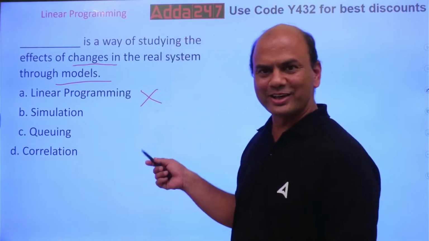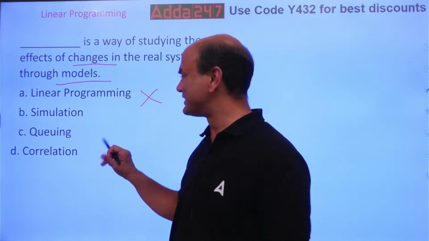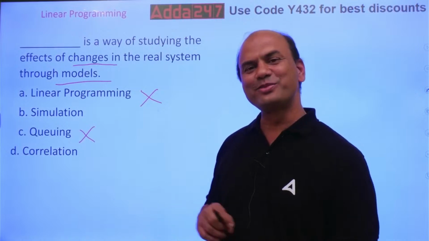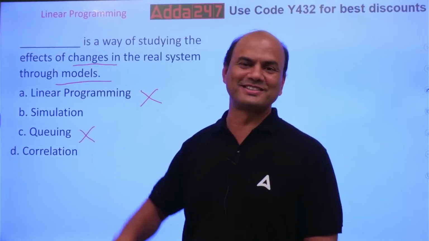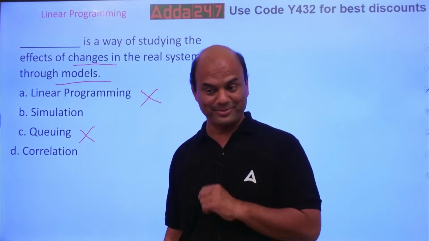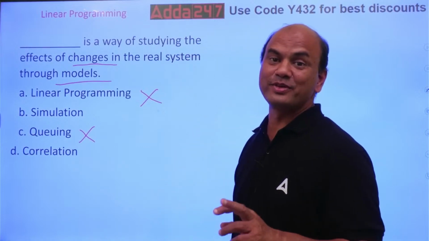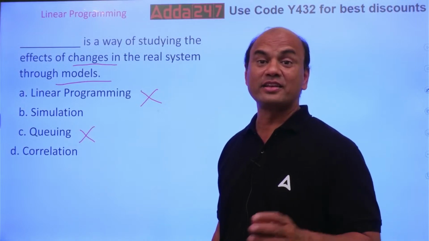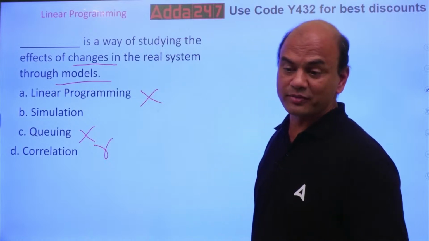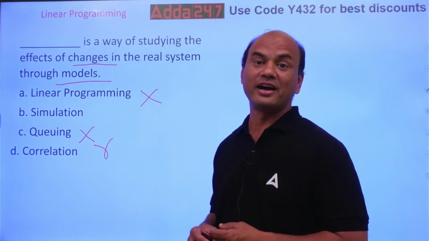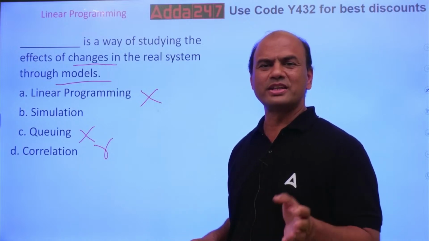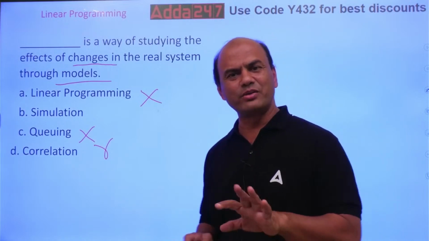The queuing technique is not there in your studies, so this is also out. Correlation is different. Correlation doesn't study models. Correlation studies the relationship between X and Y. There is a coefficient called R. In the correlation topic, we did it. R equals the covariance of xy upon sigma x sigma y. I won't go into the details now.